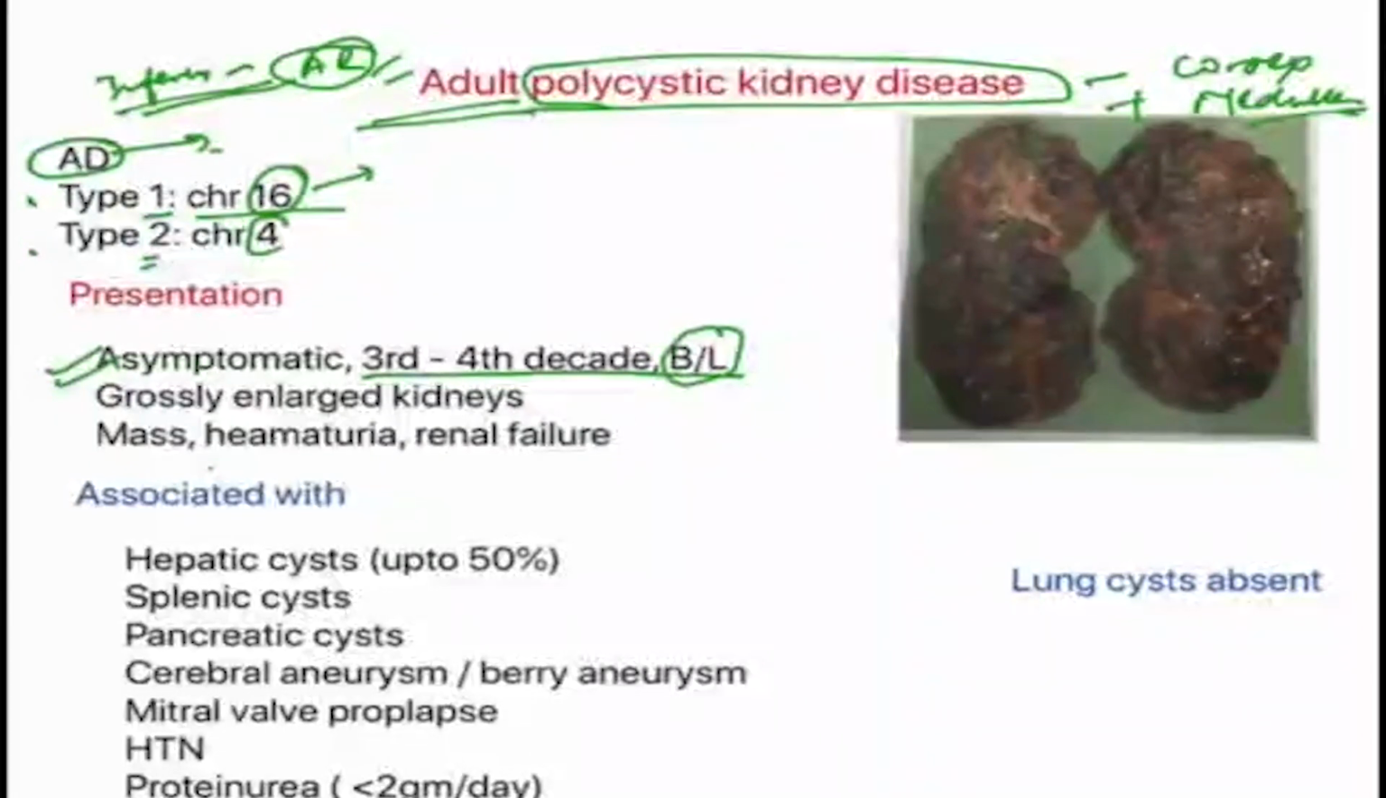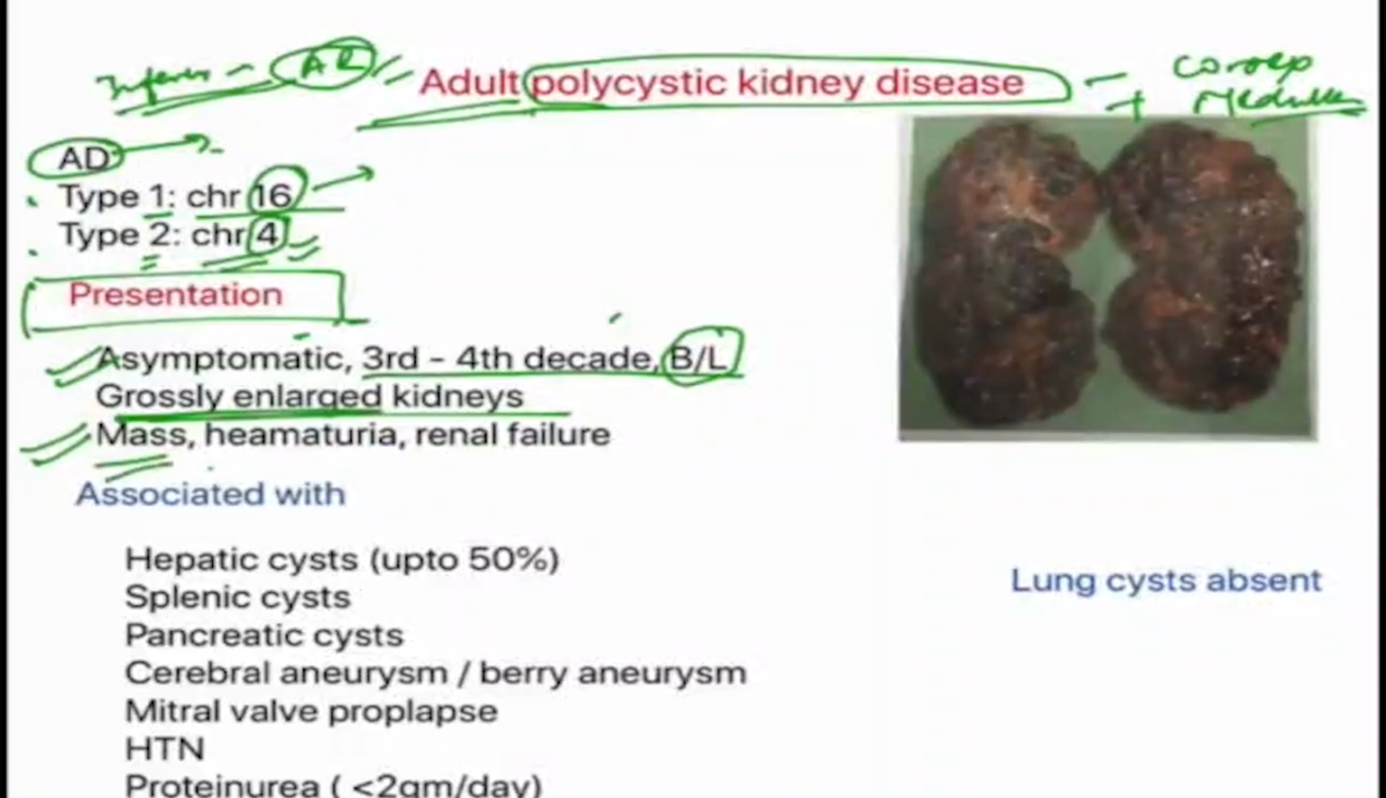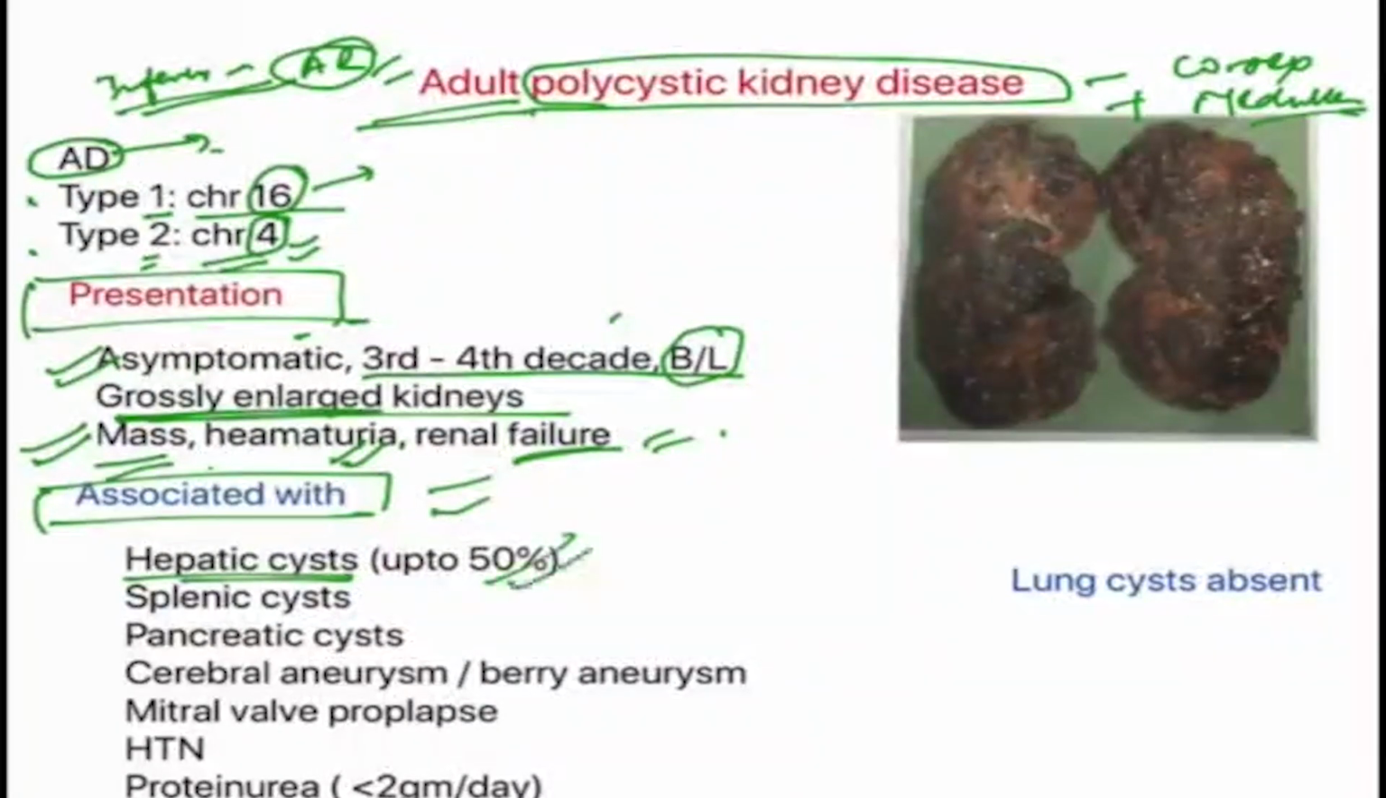Adult polycystic kidney disease has two types, type 1 and type 2. Type 1 is due to genetic defect in chromosome 16 and type 2 is due to genetic defect in chromosome 4. The presentation of polycystic kidney disease is asymptomatic or in the 3rd to 4th decade, there is gross enlargement of kidney, so there is palpable lump with hematuria. Renal failure may also be present.